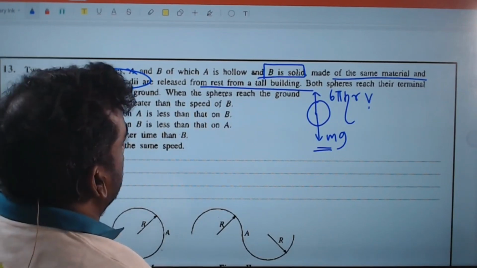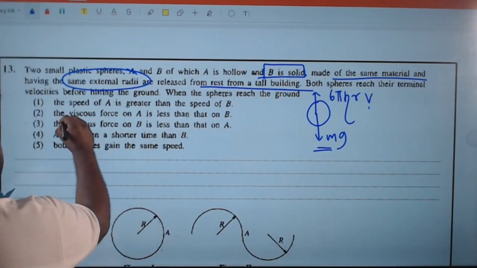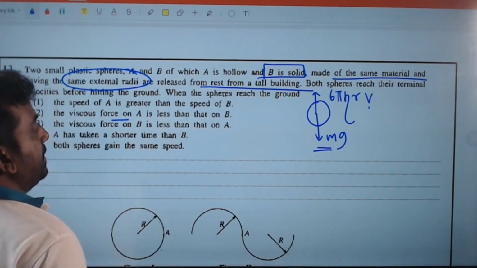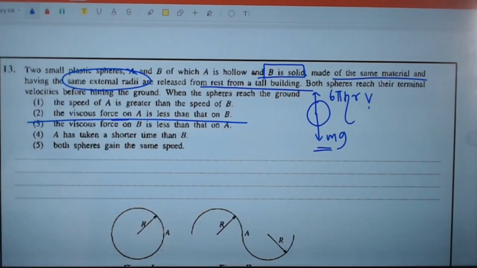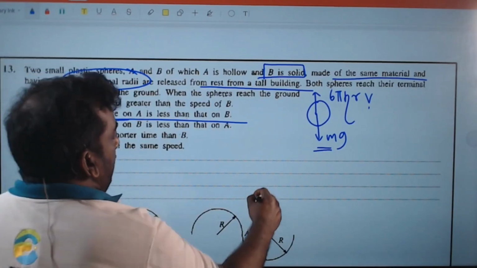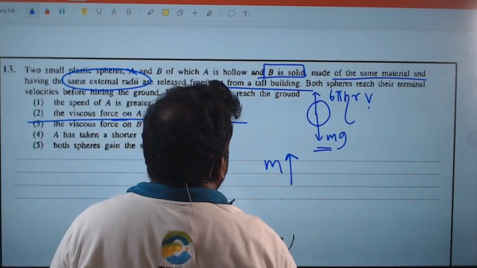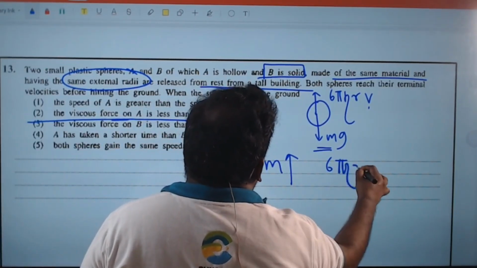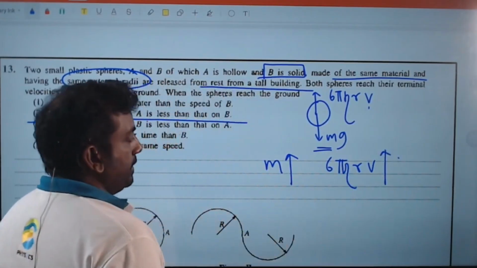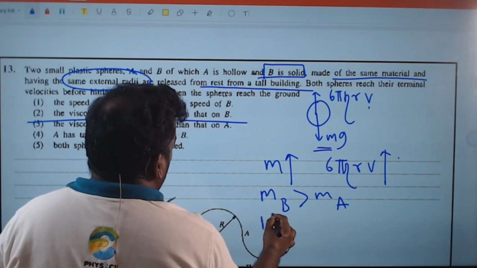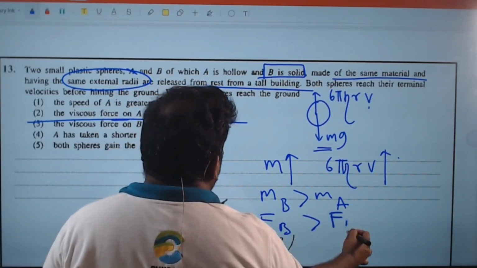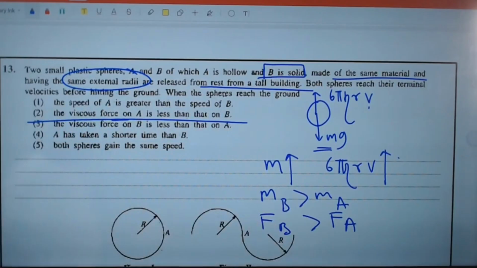They are asking what will happen. Viscous force on A will be lesser than that on B. Viscous force on B is more, because weight is more. So the correct answer is answer number 2. As m increases, 6 pi eta rv will also increase. Mass of B is larger than mass of A, so viscous force on B is greater than on A. Very simple. So direct relationships can be found.